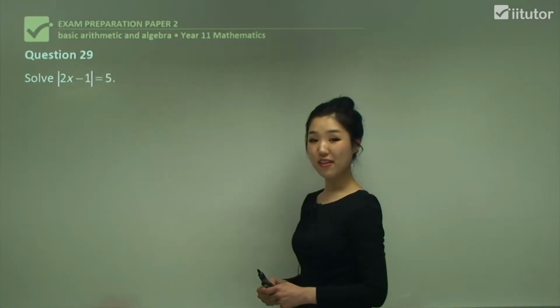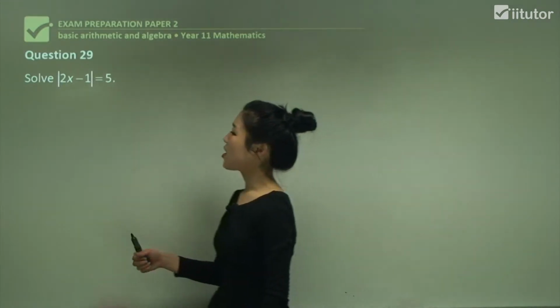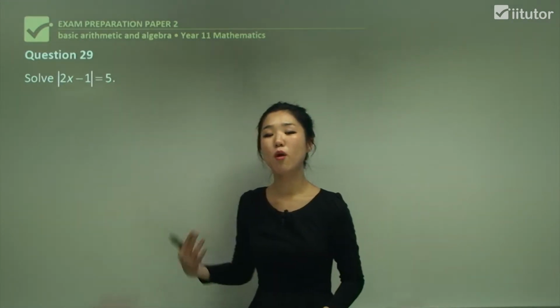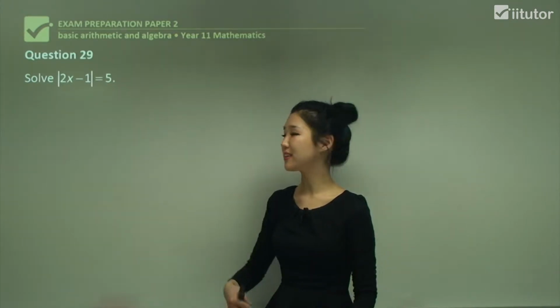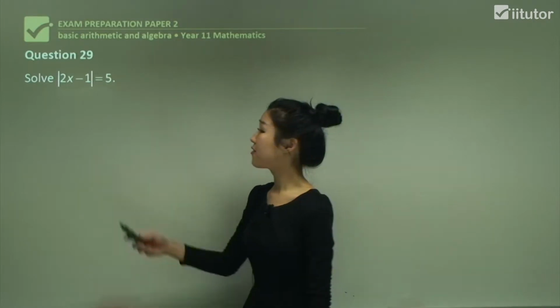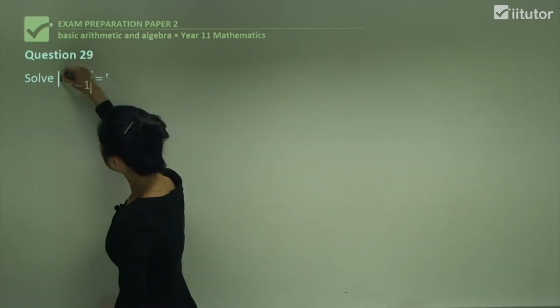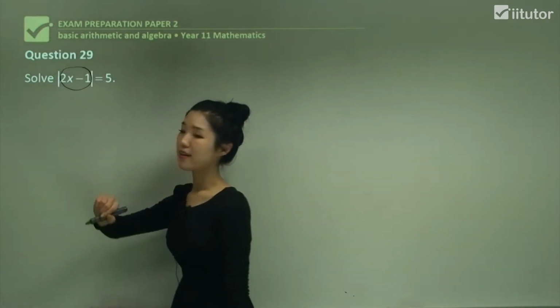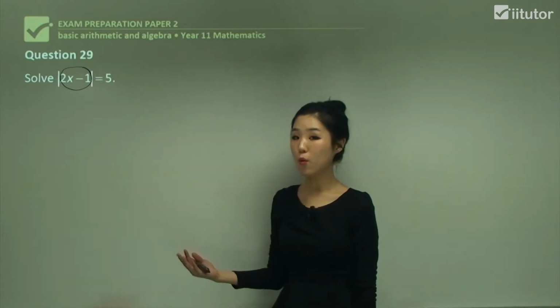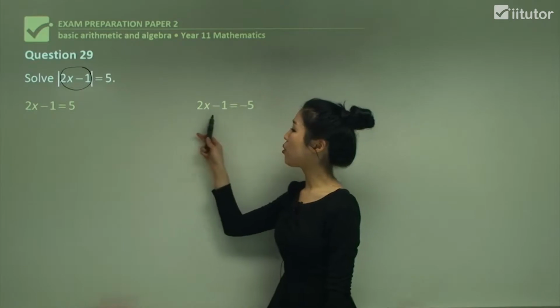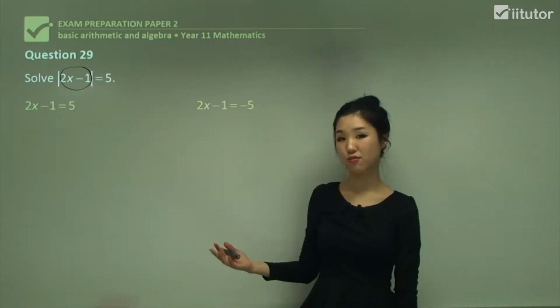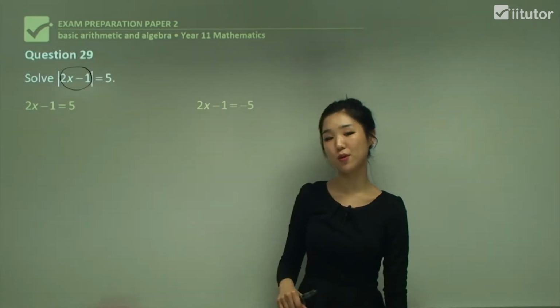29, okay, absolute value questions. So we know that whatever we take the absolute value of is going to be positive. So even if it's a negative number, if I put absolute bars around it, it's going to turn out positive. So I know that the inside here can be positive or negative. So 2x minus 1 could be positive 5, or 2x minus 1 could be negative 5. So we're going to solve two separate equations.